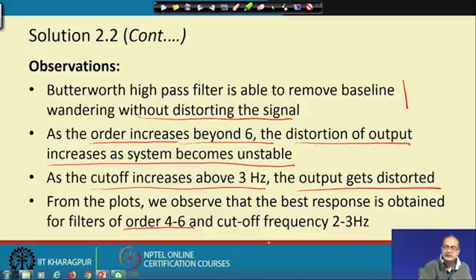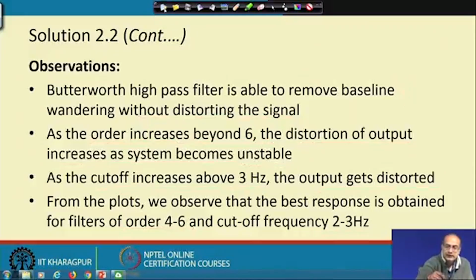The last observation is, from the plots we observe the best response is obtained for model order 4 to 6 and cutoff frequency between 2 to 3. In fact, we can say that even at lower frequency we get a good output. So, that is the takeaway for this experiment. Thank you.